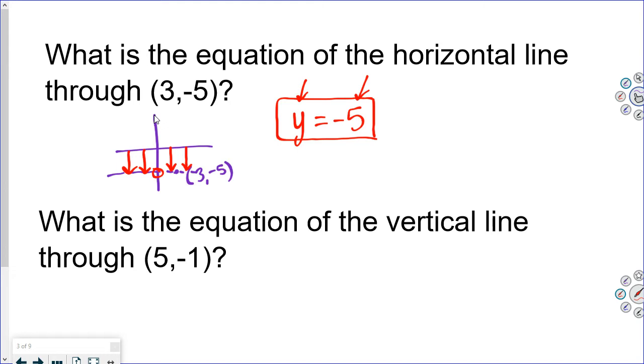It's up or down, so that is a y. So as I'm looking at the second one here, what is the equation of the vertical line through 5, -1? 5, -1 is going to be over here. Vertical is up and down. So again, it's going to cross an axis, but this time it's crossing your x-axis at 5.